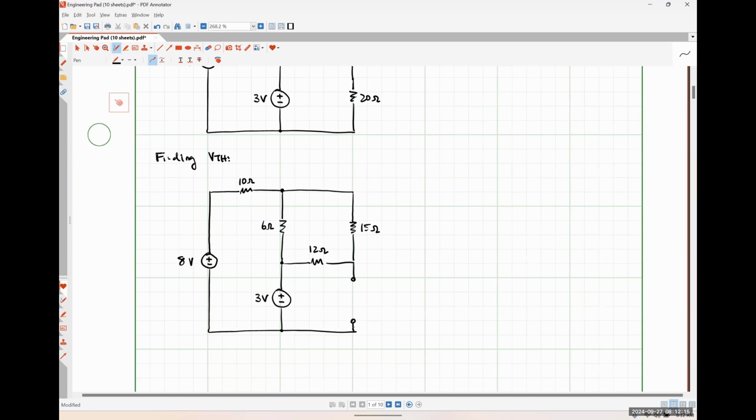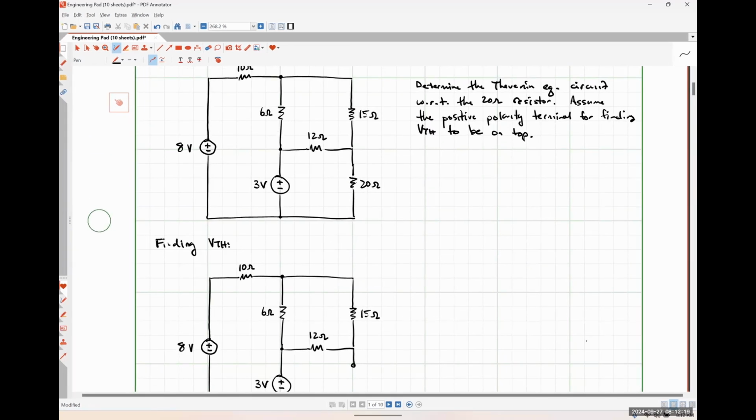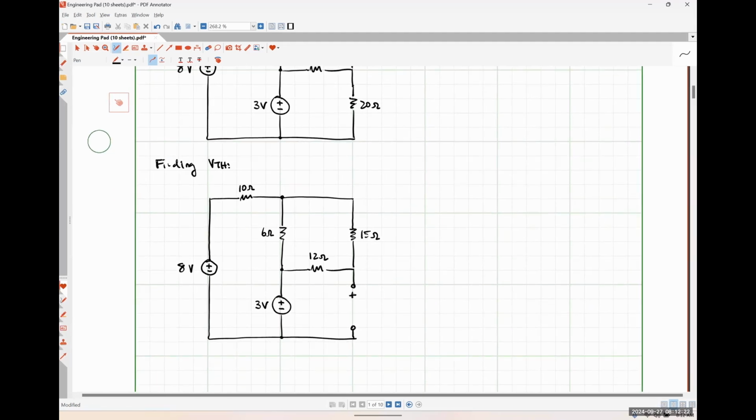We are told in our problem statement to assume the positive polarity terminal for finding VTH to be on top. So here's my positive polarity terminal. Here's my negative polarity terminal. And our Thevenin voltage, by definition, is just the open circuit voltage across those terminals. Okay. So at this point, we could use literally any circuit analysis technique that we cared for in order to find this voltage VTH. So which circuit analysis technique would you guys care to use? So I hear some people saying nodal and some people saying mesh. So just for fun, let's do both and make sure that we get the same answer, okay?